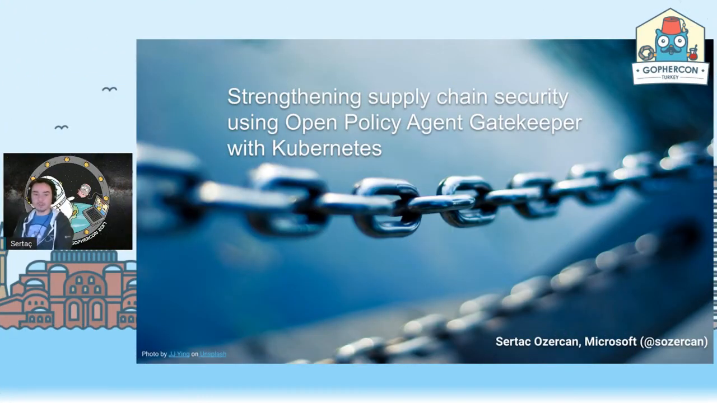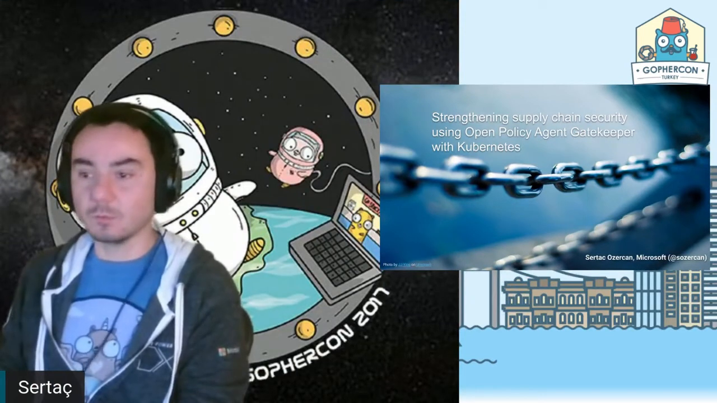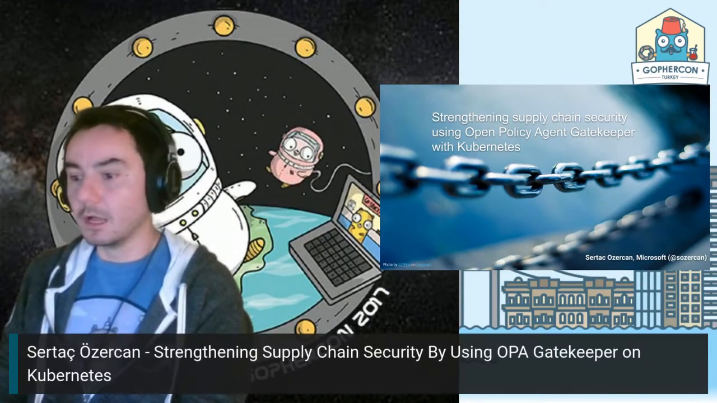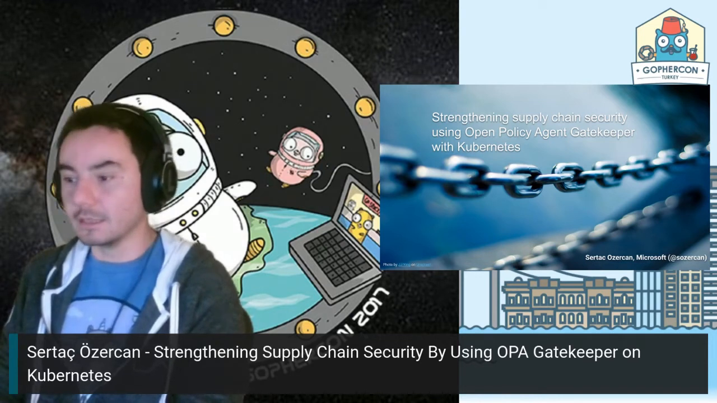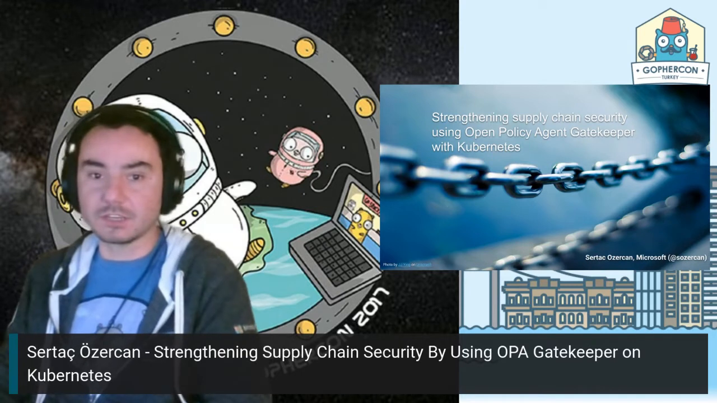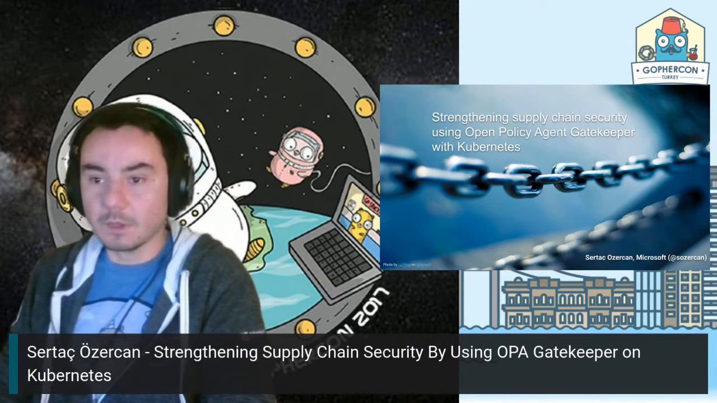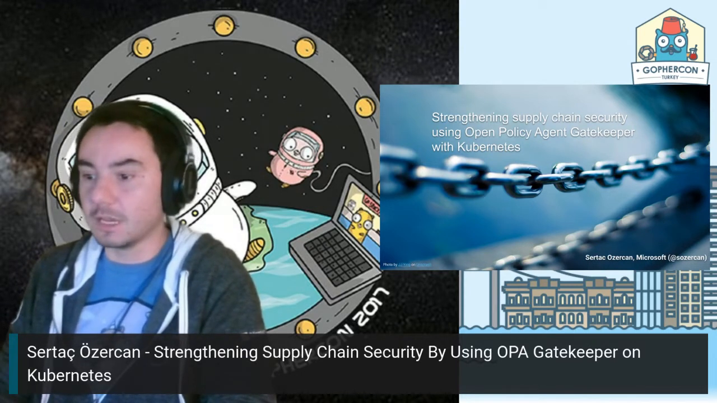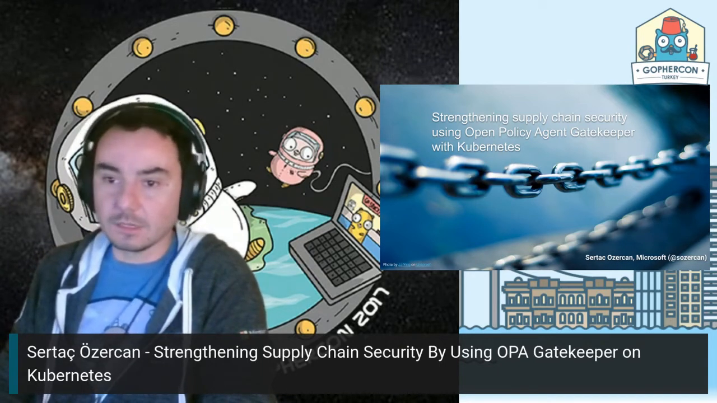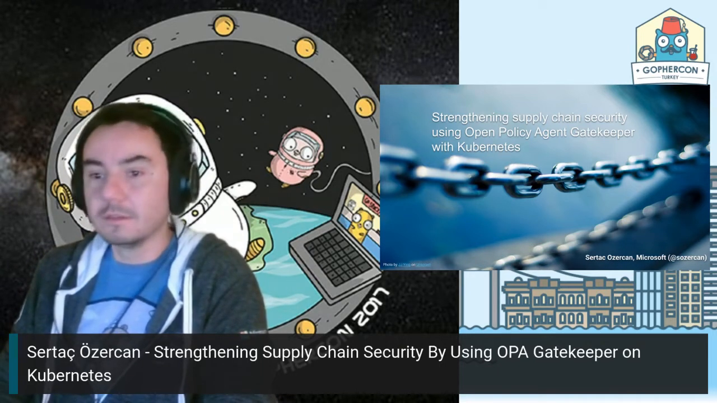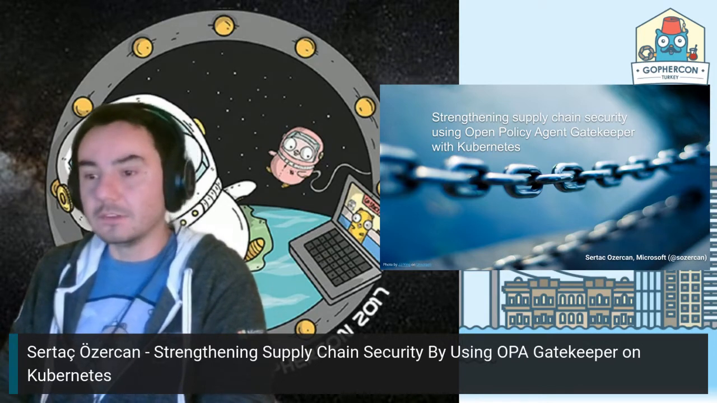Welcome to my session. In this session, we're going to talk about how to use Open Policy Agent, OPA for short, Gatekeeper, and how it can be used to strengthen your supply chain security. My name is Sertaç Özercan. I'm a principal software engineer lead in the Azure Core Upstream team at Microsoft and a maintainer in the OPA Gatekeeper project.